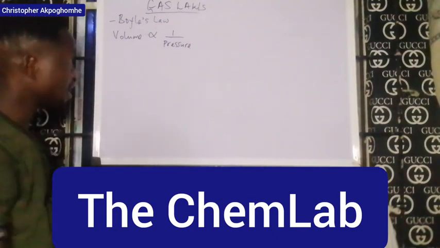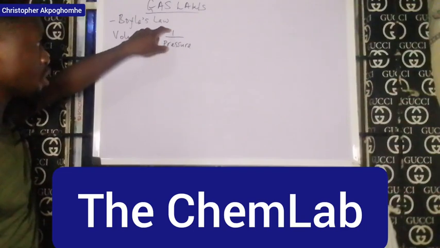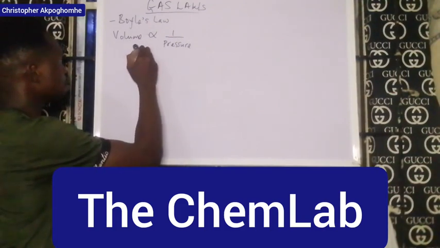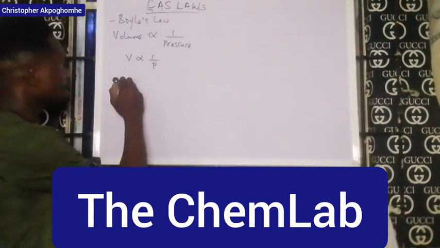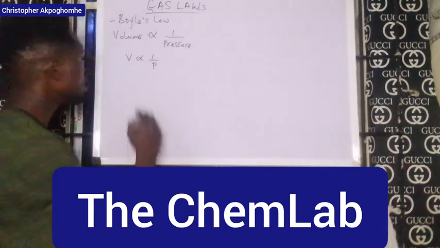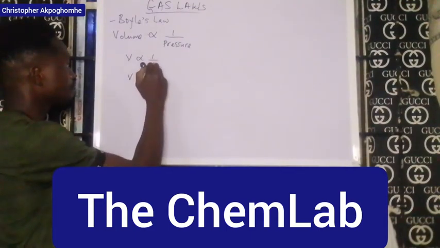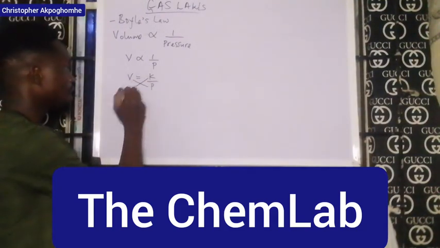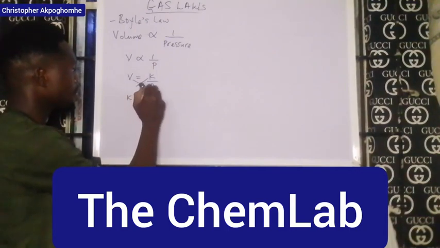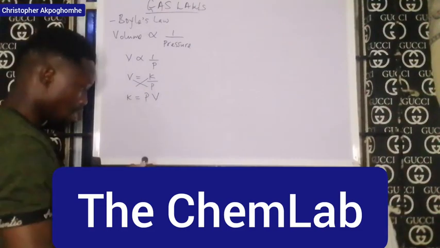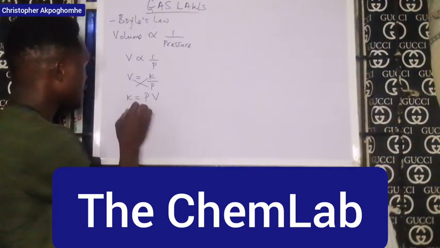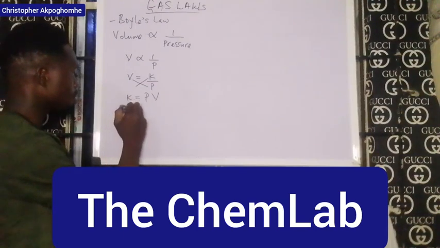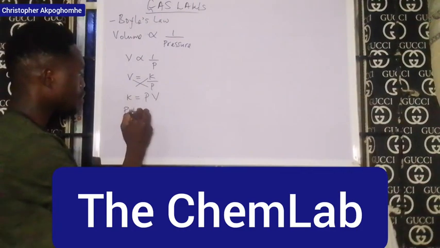And so it is mathematically expressed as volume inversely proportional to pressure, 1 over pressure. So we can write it this way: V is proportional to 1 over P. And introducing the constant of proportionality, we would have V equal to K over P. Now making K the subject of the formula, we will cross multiply, and so K is equal to P times V. Now because K is equal to PV, I can substitute PV for K. Therefore we now have K becomes PV.